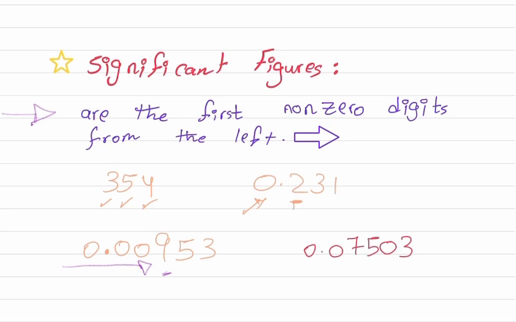0.07503? In this case, the zeros at the beginning are not counted as significant figures. I will neglect them in case of counting significant figures. But the 0 here, which lies between two non-zero digits, is counted as significant. And in this case, 7 would be my first significant figure. 5 is going to be my second significant figure. 0 is going to be my third significant figure.